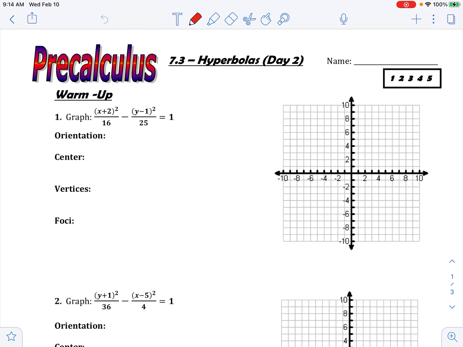Okay, so this is day 2 of hyperbolas, which is writing equations of hyperbolas. The first part is a warm-up of graphing 2 hyperbolas. If you are having issues with graphing, you can watch this. If not, you can fast forward to the writing part.